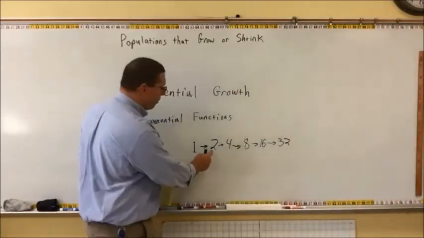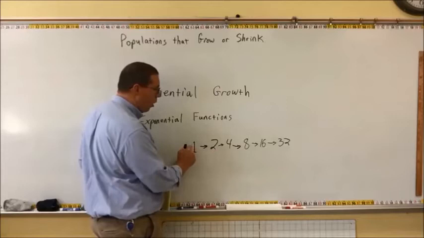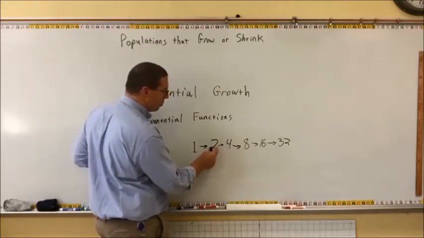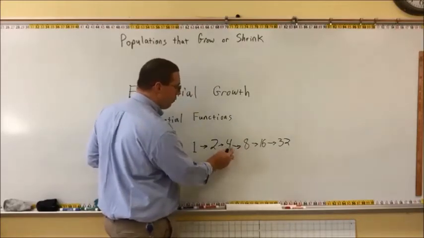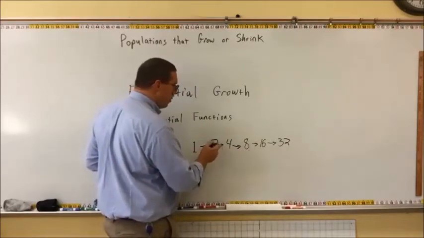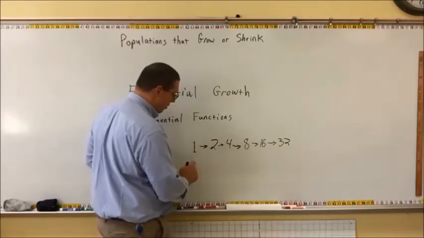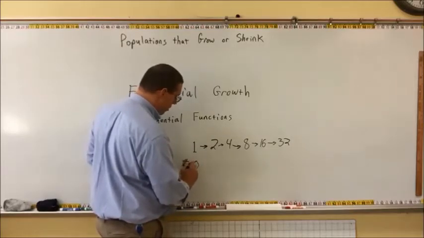This 2, the population 2, is based on the fact that there used to be one zombie. This 4 is based on the fact that there were 2 zombies. This 8 is based on the fact that there were 4 zombies. And so what you can see here is every number, so let's say this is at the very beginning at time 0, that's a t, 0.